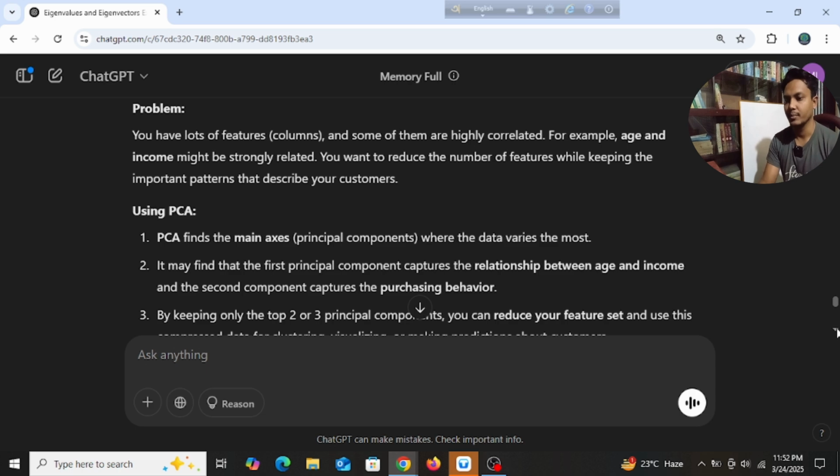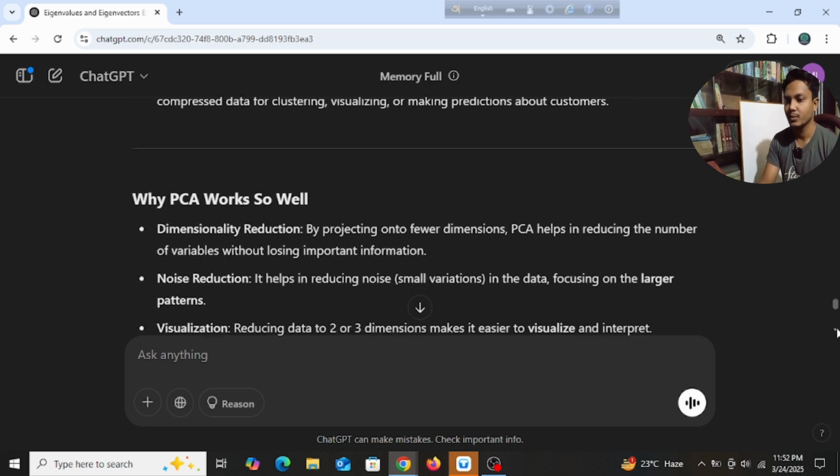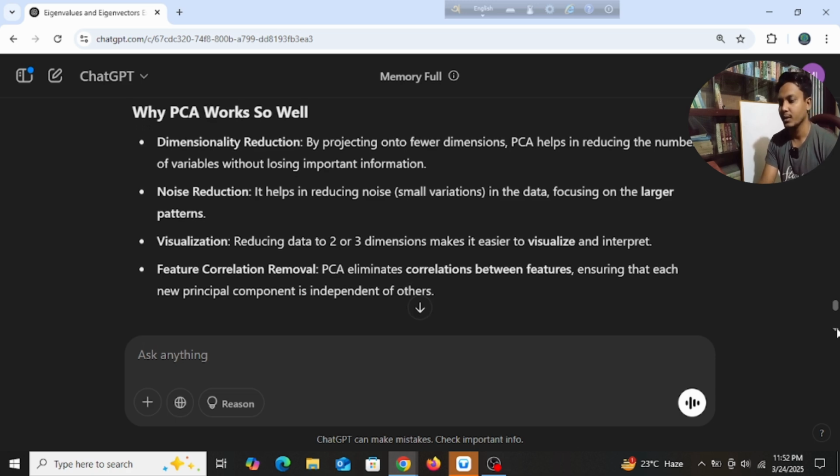Using PCA finds the main axis where the data varies the most. It may find that the first principal component captures the relationship between age and income, and the second component captures the purchasing behavior. By keeping only the top 2 or 3 principal components, you can reduce your feature set. Why does PCA work so well? Dimensionality reduction: by projecting into fewer dimensions, PCA helps in reducing the number of variables without losing important information. Noise reduction: it helps in reducing noise in the data, focusing on larger patterns.